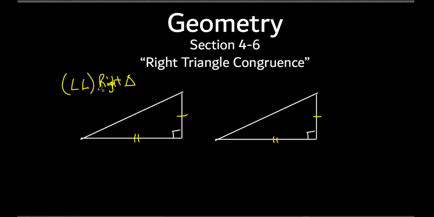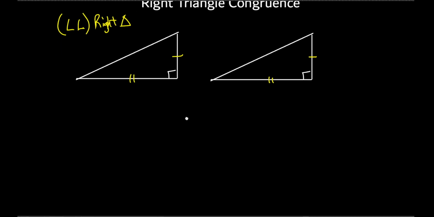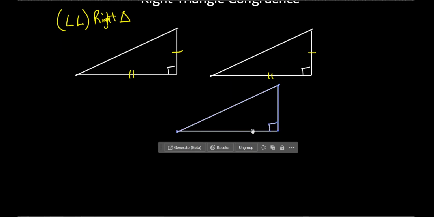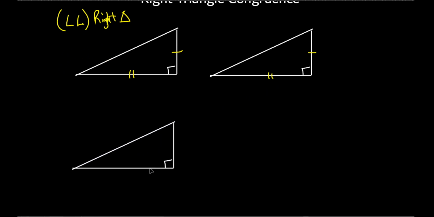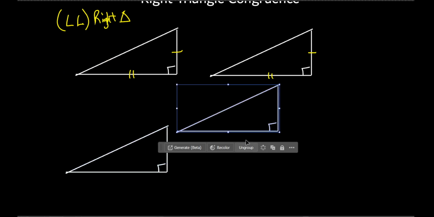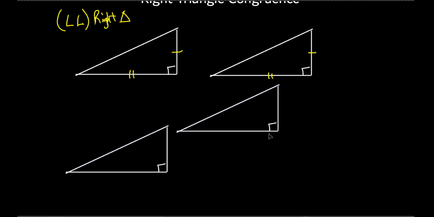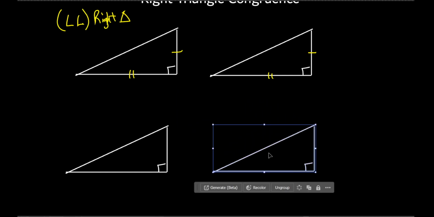All right. So it's leg. Or if you wanted to, you could always say side, angle, side. All right? But leg is basically the same as side, angle, side. Let's do another one. We'll just keep the right triangles looking exactly the same.